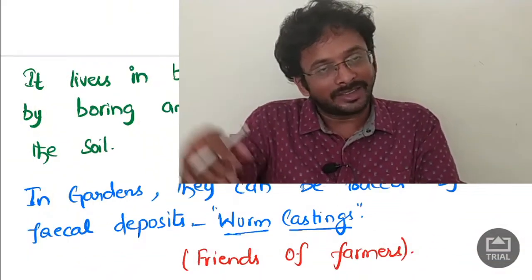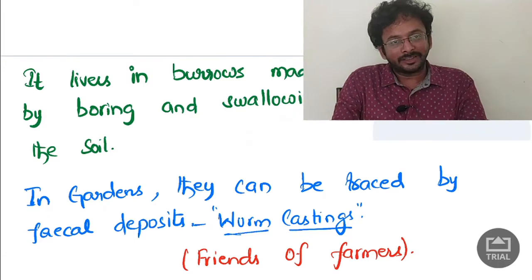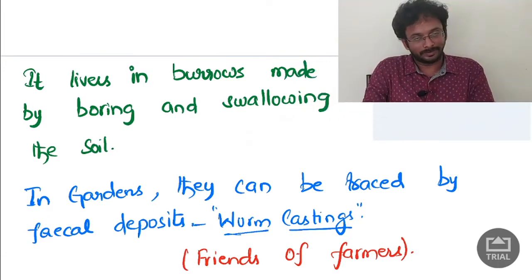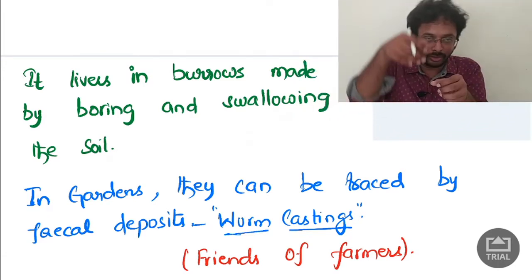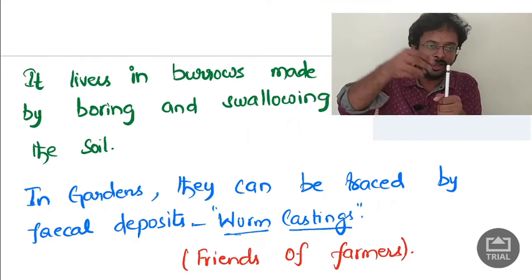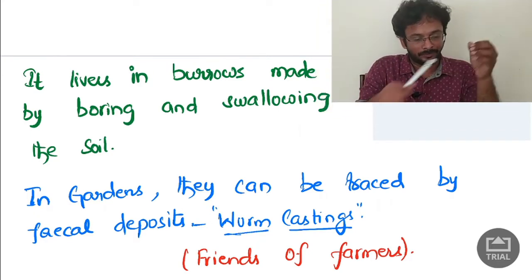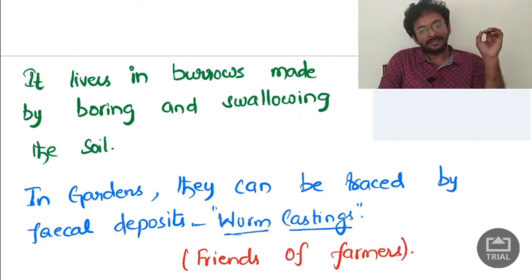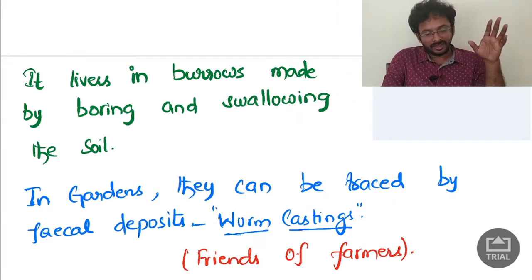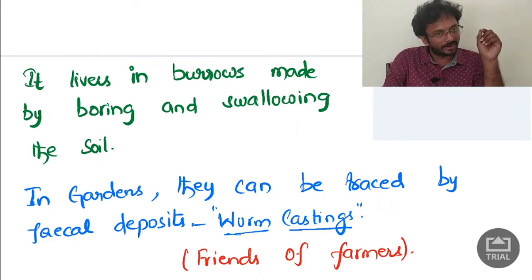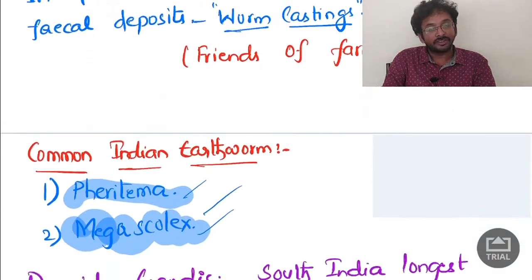Now coming to this topic, earthworms usually live in burrows, means underground, by boring and swallowing soil. It will create some holes, and through the holes it will go, absorb the soil, and stay in the burrows. Especially in gardens, they can be traced by fecal deposits. Some fecal matter deposits fallen in the garden are called worm castings. By this, we can know that earthworms are known as friends of the farmer.